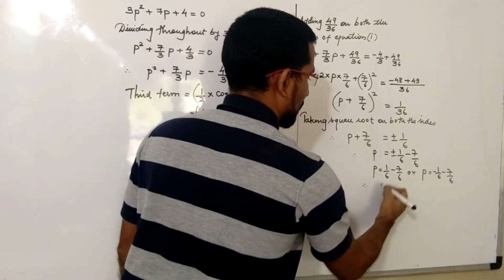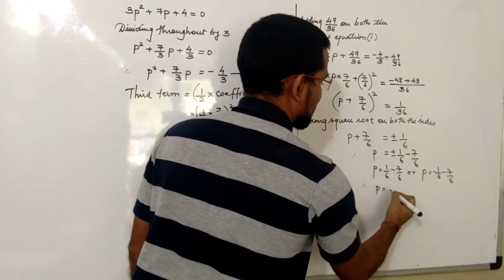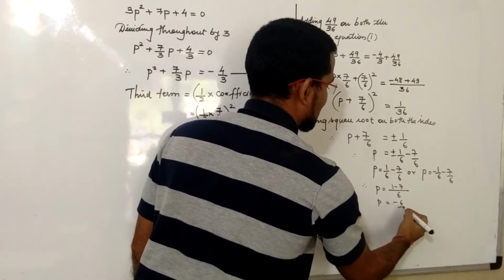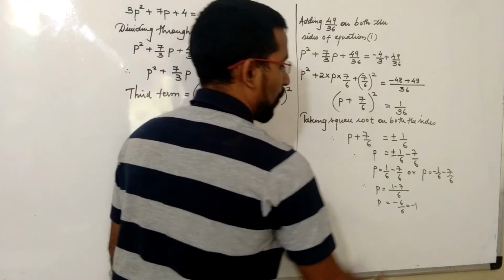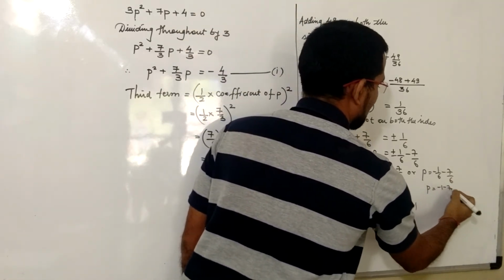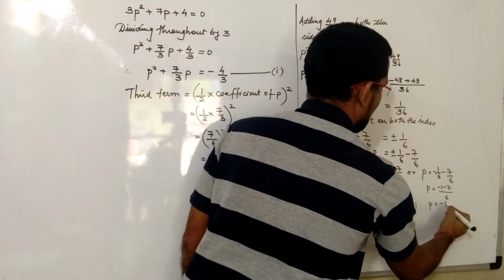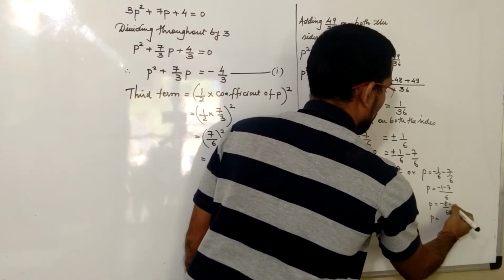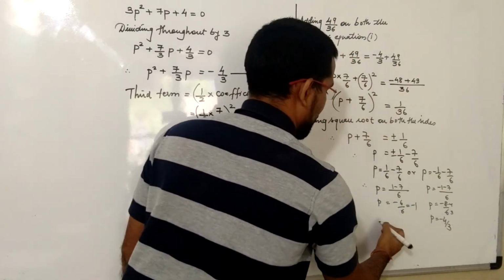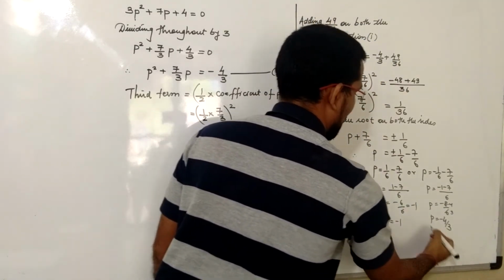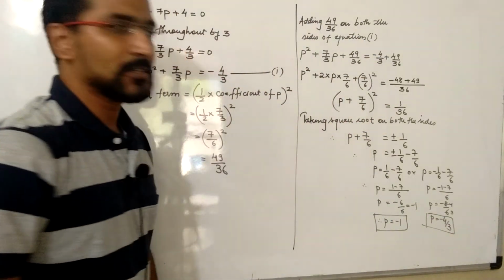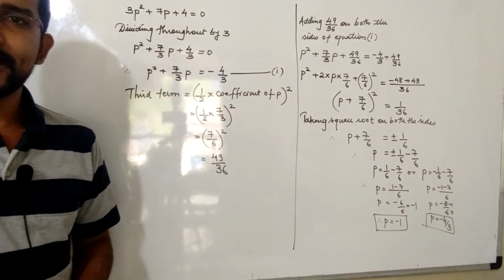Now therefore denominators are same, so numerator gets subtracted. So it will become minus 6 by 6, that is nothing but minus 1, and p here will be, denominators are same, minus 1 minus 7 upon 6. So p is minus 8 by 6. So it will become 4 and 3, so minus 4 by 3. So therefore p is equals to minus 1 and p is equals to minus 4 by 3. So these are the two roots of this given quadratic equation.